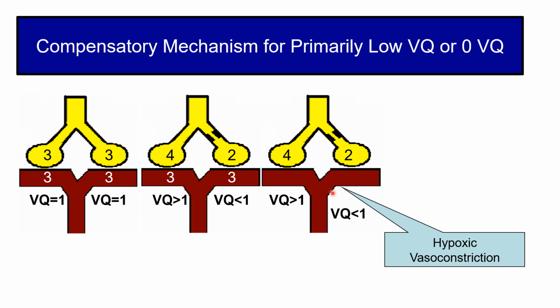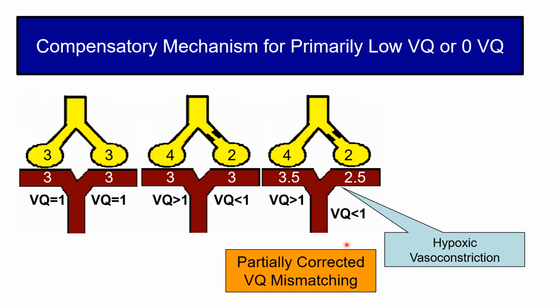What will the constriction do? Notice what's going to happen. Instead of 3 going here, it's going to be 2.5, partially correcting the low V/Q here. Likewise, the vasoconstriction here will divert the blood that's supposed to go here towards this side, and therefore you're going to have a Q of 3.5, partially correcting the high V/Q relationship. So the hypoxic vasoconstriction will partially correct the V/Q mismatching.